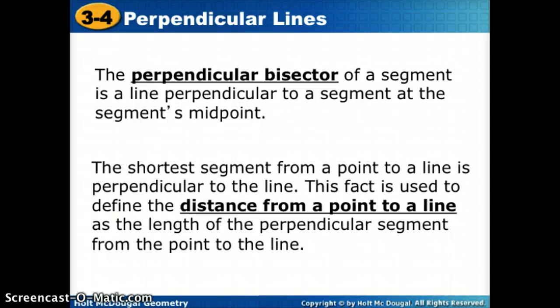So the shortest segment from a point to a line is perpendicular to the line. The fact is used to define the distance from a point to a line. So that is the length of the perpendicular segment from the point to the line. So to see that in a picture makes a little bit more sense.